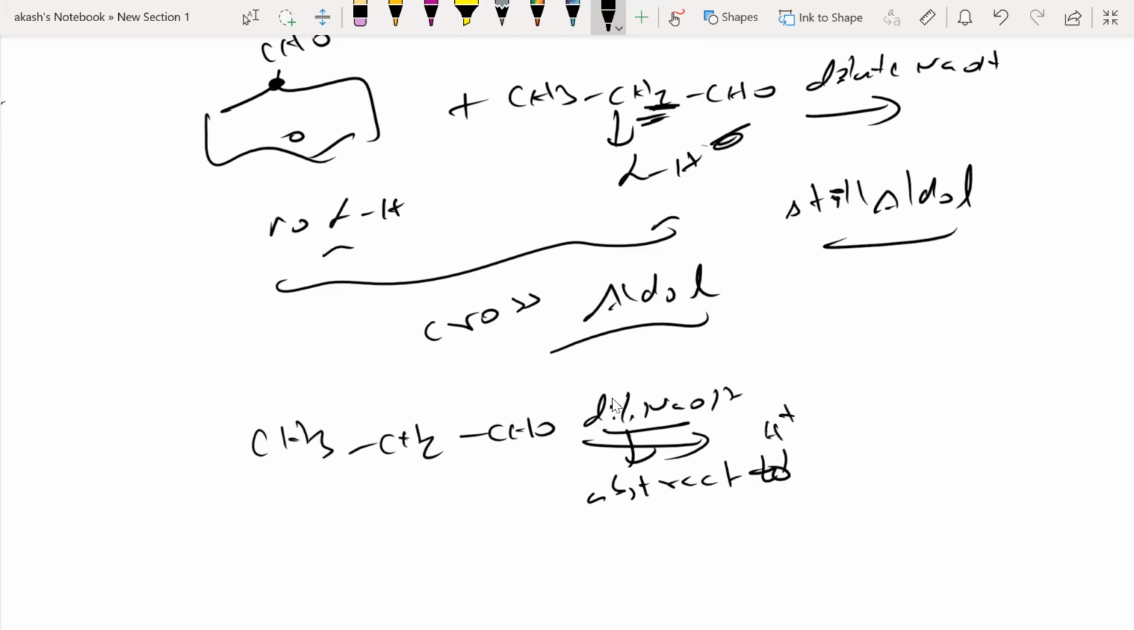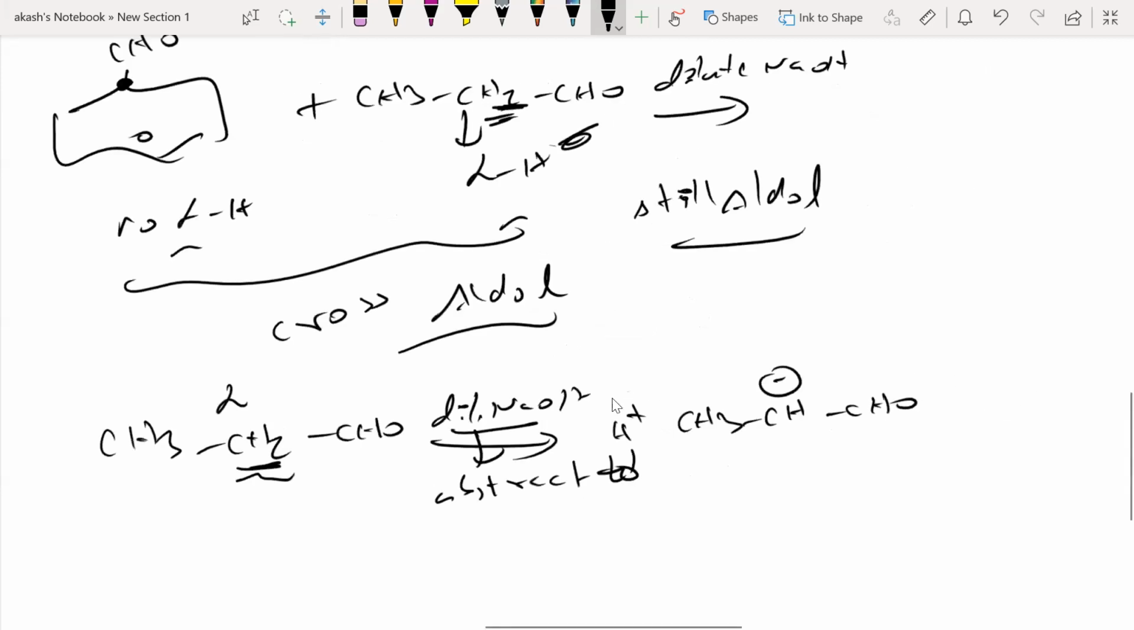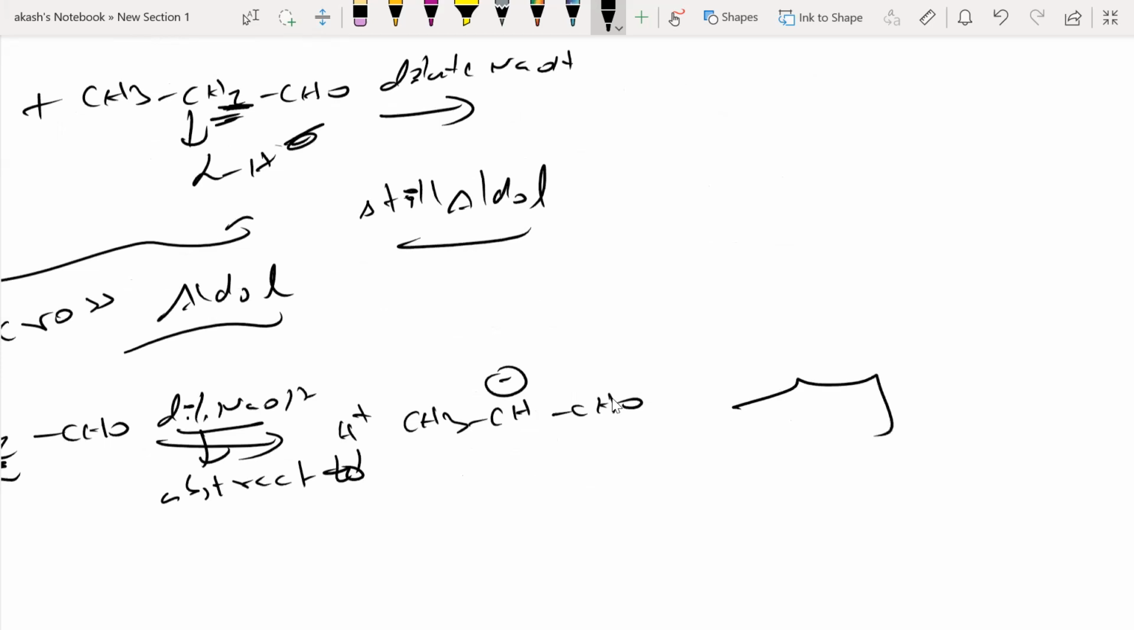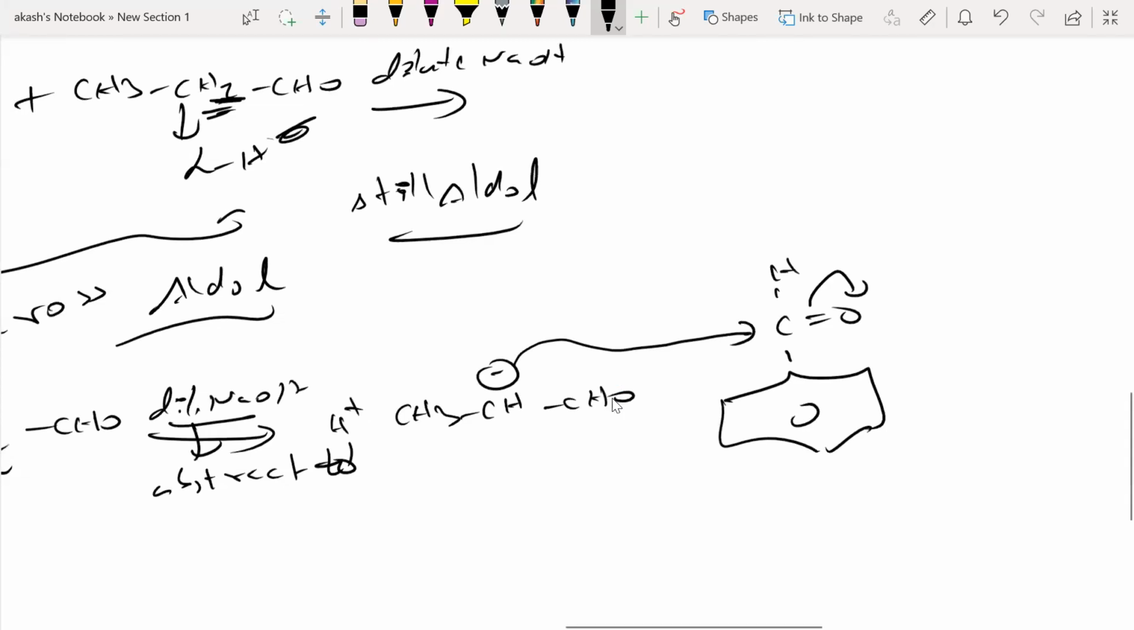Right, it is going to abstract the H+, and the H+ will come from the alpha position, right? So one of the H+ will be gone. If I remove H+ from this, I'll have a negative charge on this carbon. Now what is going to happen? Now you have your benzaldehyde, like this. This negative charge can attack the carbonyl carbon of the benzaldehyde, and this bond can break, right? So next, what is going to happen?